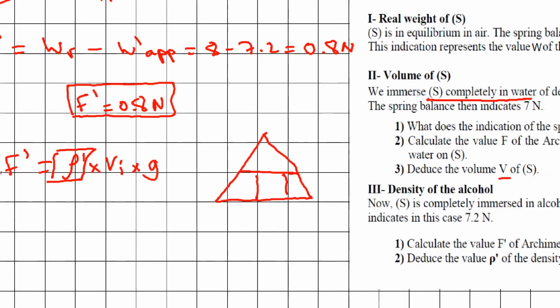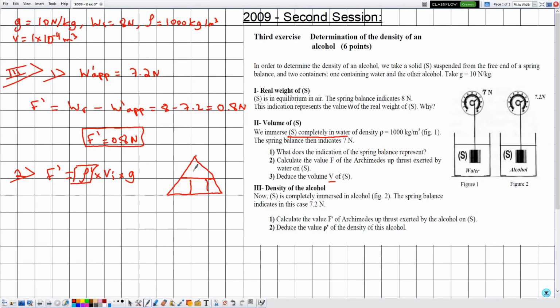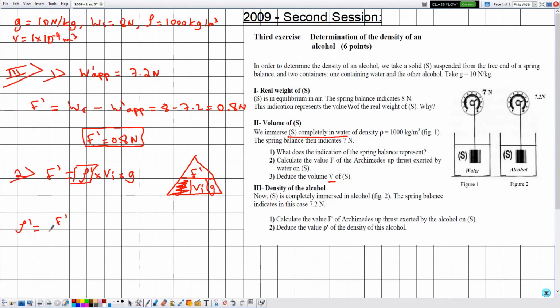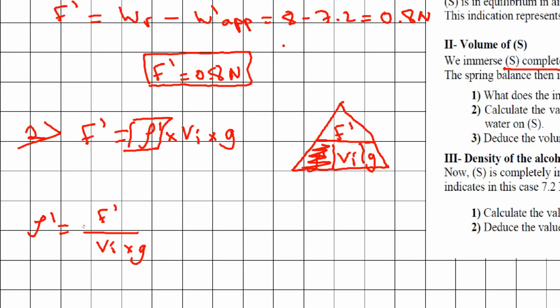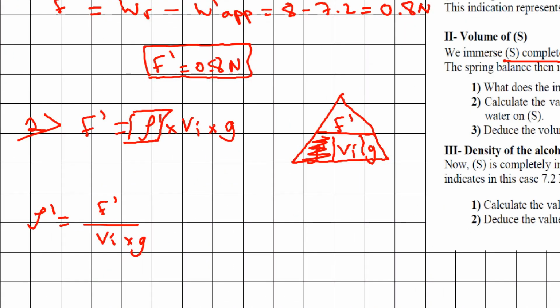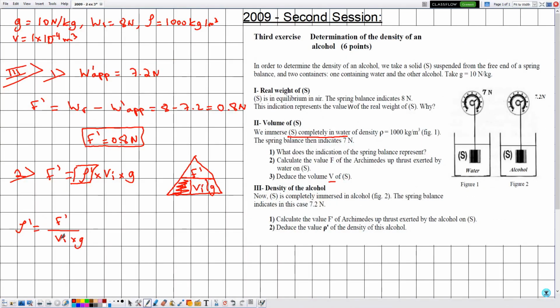Now here, because we have multiply, F prime will be at the top, rho prime, Vi and g at the bottom. We are interested in calculating the value of rho prime. Then rho prime will be given by F prime divided by Vi multiplied by g. Now the value of F prime is given by 0.8, the value of g is given by 10, and still we need to determine the value of Vi. So what does Vi represent? Vi represents the volume of the immersed part of the solid S.